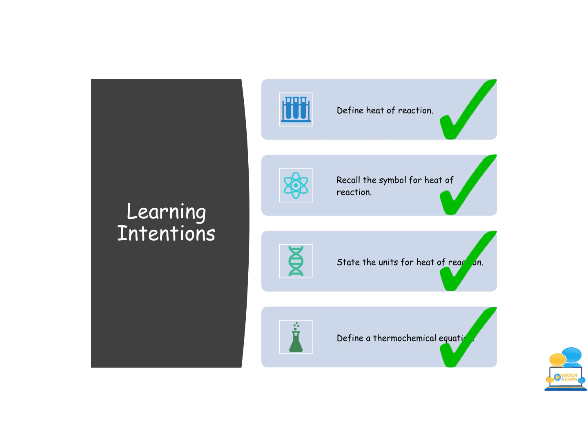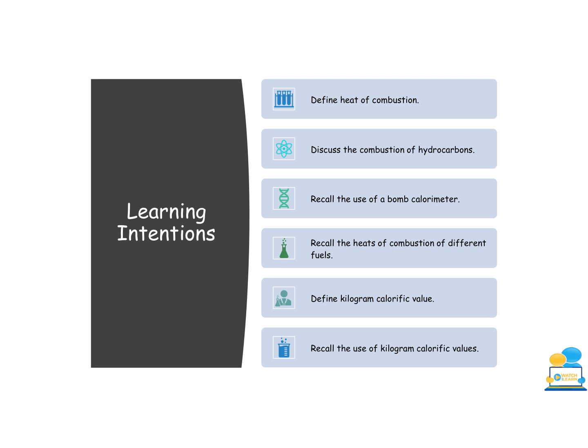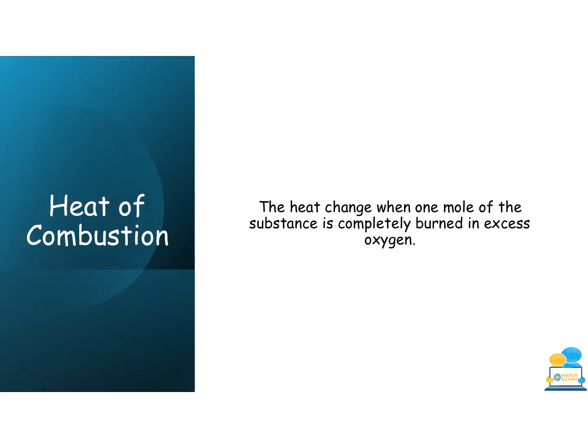The next section of this video then, we're going to look at heat of combustion. We're going to discuss the combustion of hydrocarbons. We're going to recall the use of a bomb calorimeter. We're going to recall the heats of combustion for different fuels. We're going to define the kilogram calorific value, and we're going to recall the use of the kilogram calorific values.